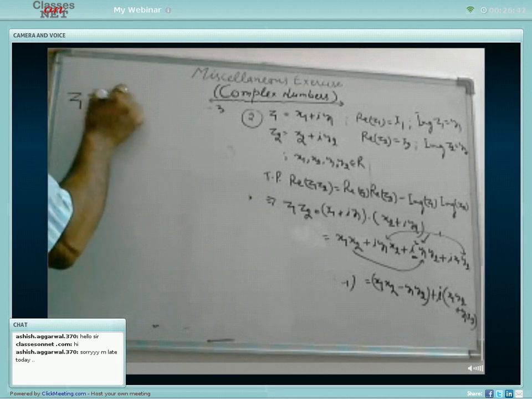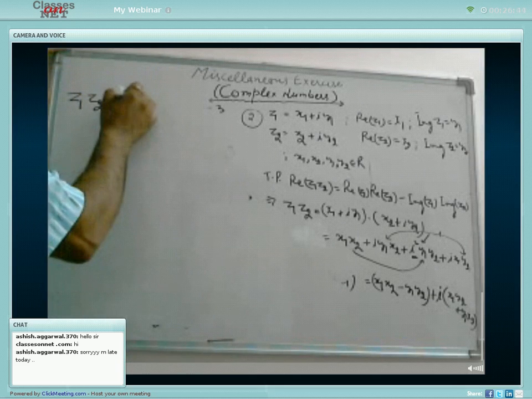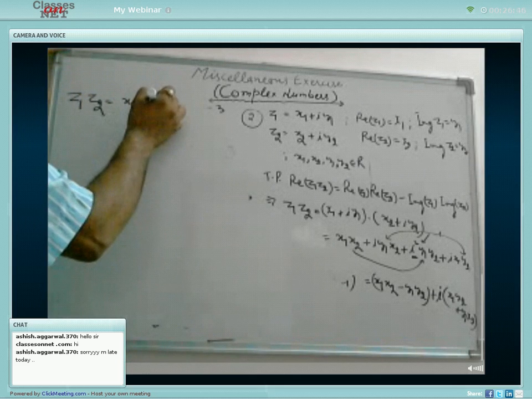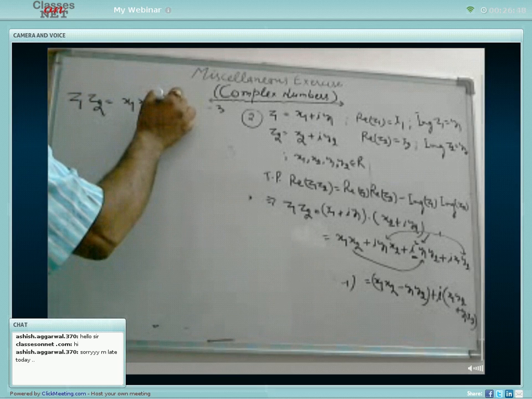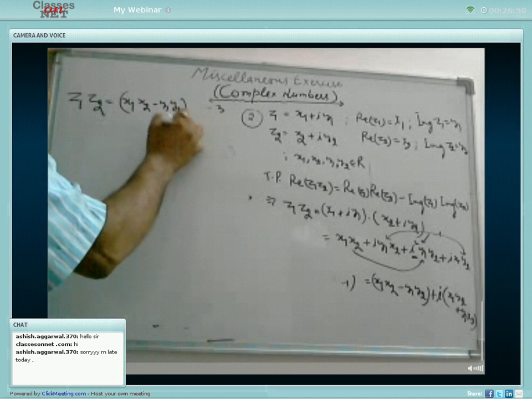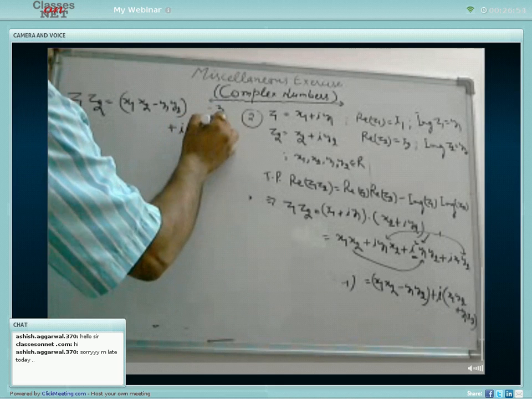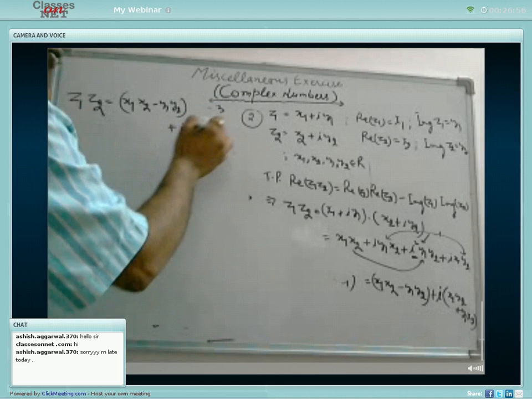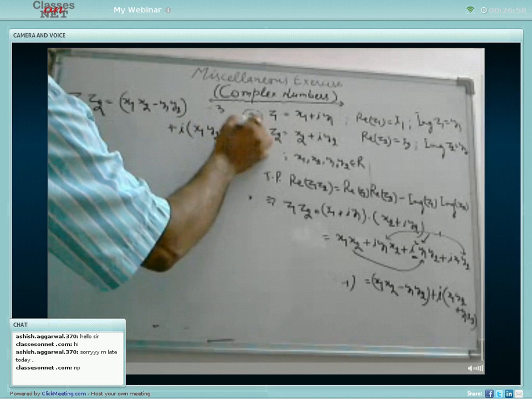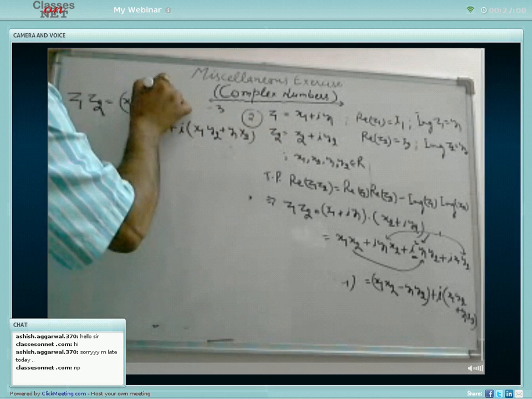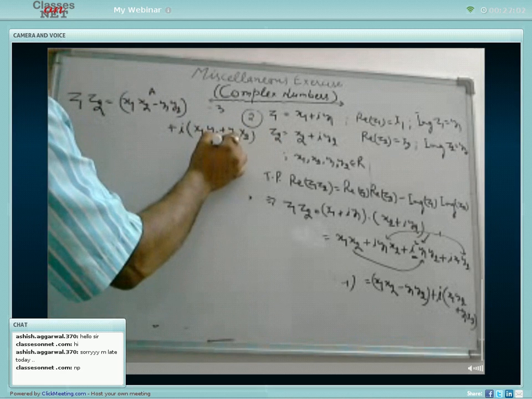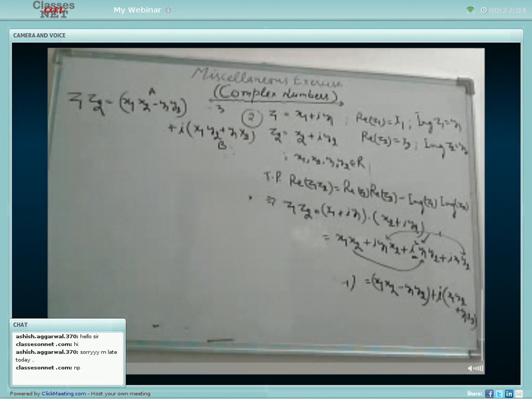So we have proved z1 z2 is equal to x1 x2 minus y1 y2 plus iota, this is x1 y2 plus y1 x2. Again it is of the form a plus iota b. Again it is the standard form.